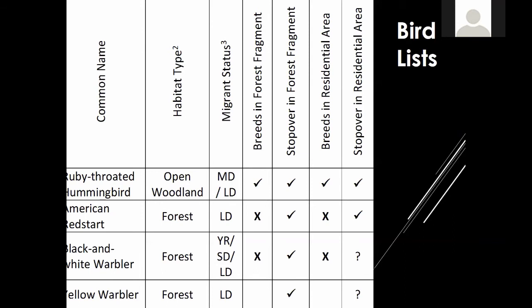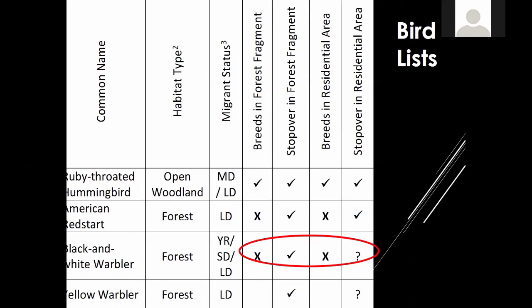These lists can be adapted region to region. For example, if you look at ruby-throated hummingbird, there's checks all across the board. It's a migrant. But now look at the black and white warbler. It's an interior forest specialist, so he gets an X. It does not breed in forest fragments. It does use stopover forest fragments during the migration season. Of course, it doesn't breed in residential areas, but there's a question mark for the stopover in residential areas.